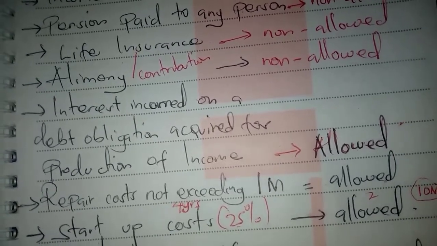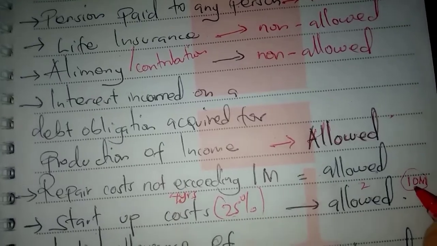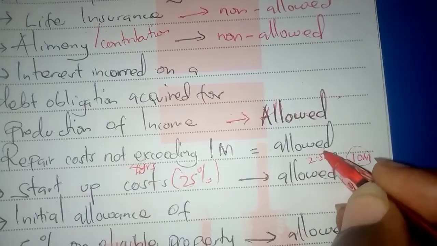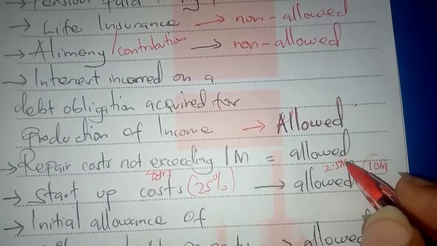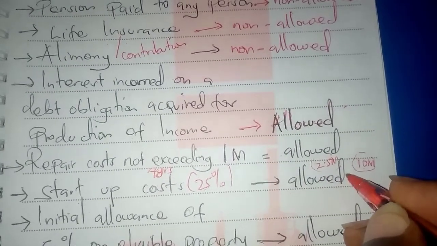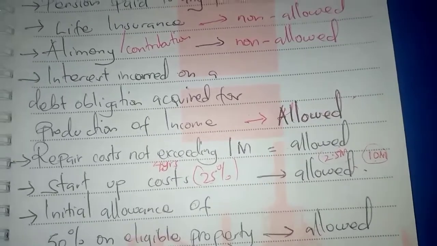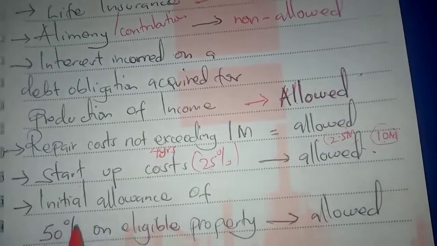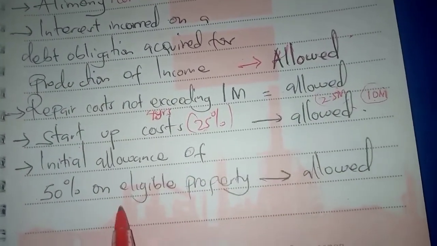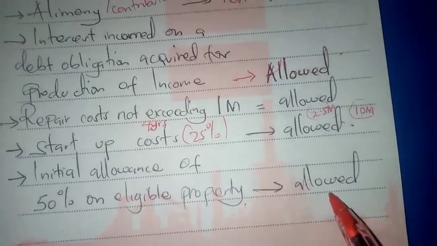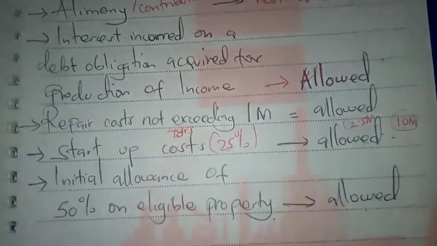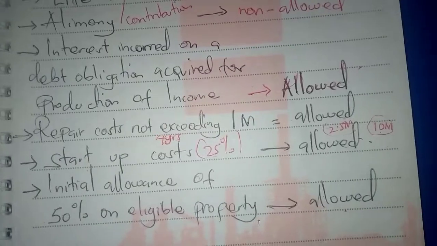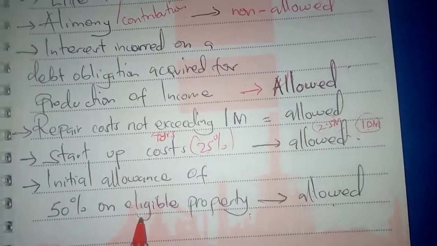So in case the startup costs are 10 million, what's 25% of 10 million? It will be 2.5 million. It becomes allowed in that year, then 2.5 in the next year, 2.5 in the other year, for 4 years. Then initial allowance of 50% on eligible property is allowed. In case they give you initial allowance on eligible property, you allow 50% of it. But it's not a common thing for ETAX.